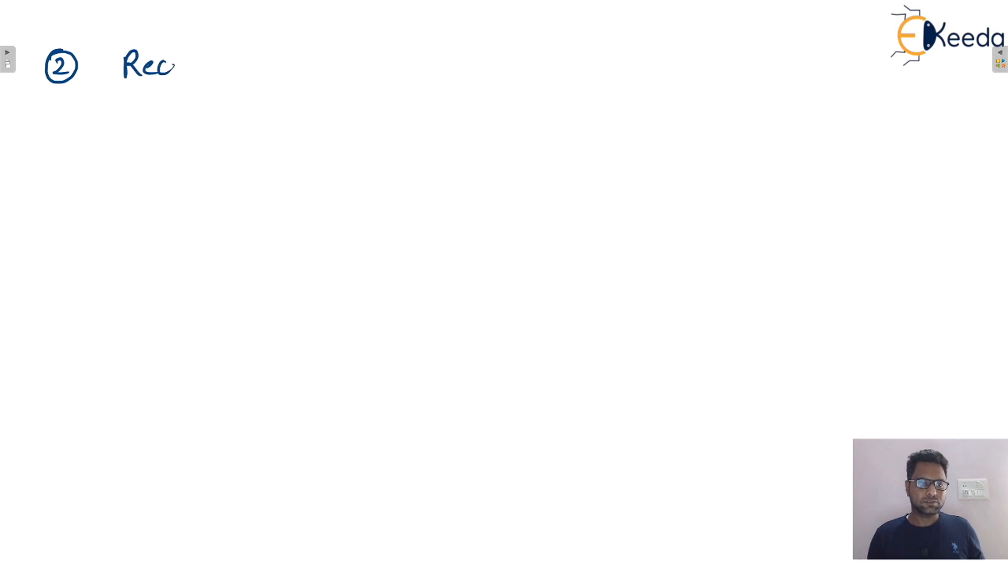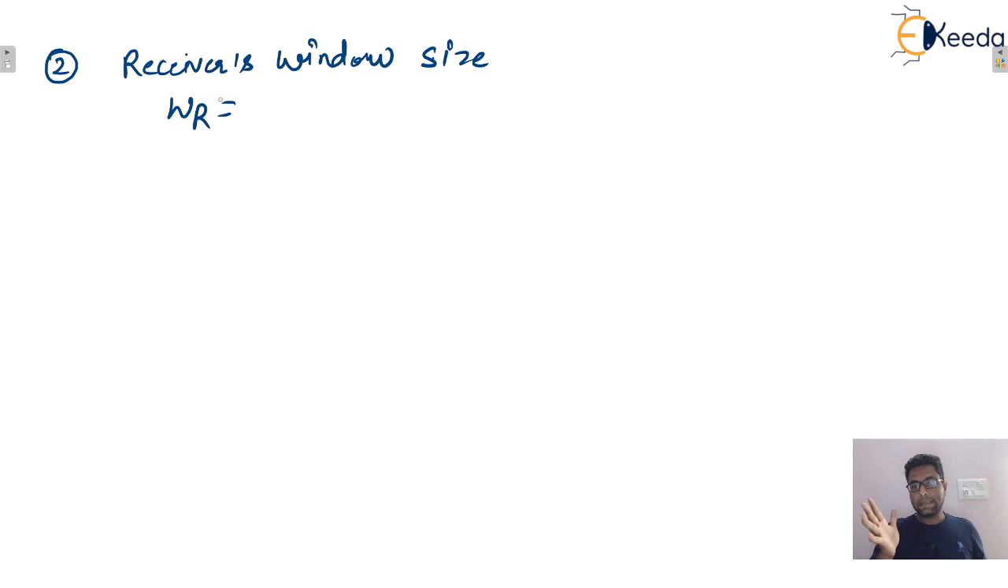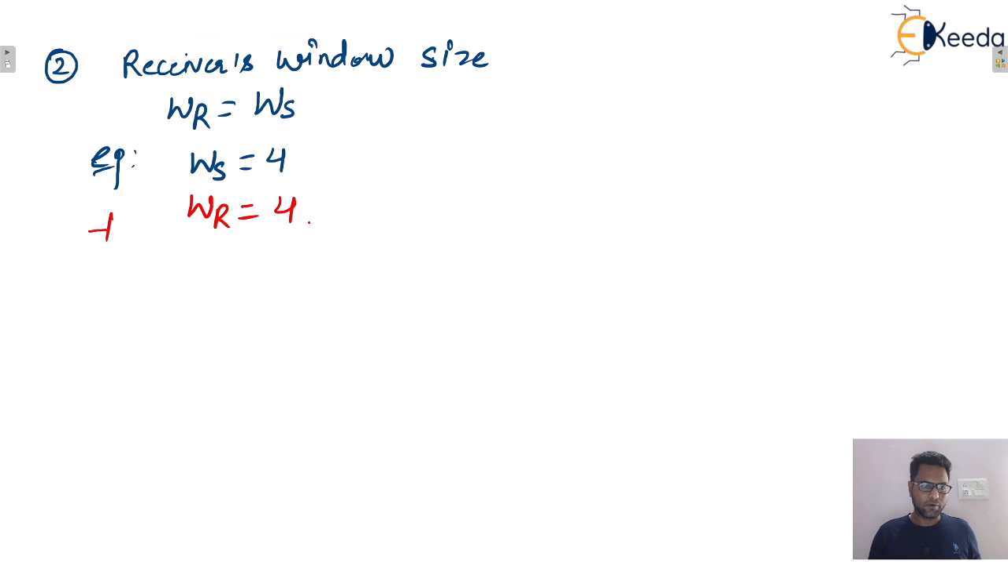Next, the second point was the receiver's window size. Here, guys, in Go-Back-N the receiver's window size was fixed at 1, but here the receiver's window size is equal to the sender's window size, so be careful. Let's say the sender's window size is 4. Then in selective repeat, the receiver's window will also be equal to 4.